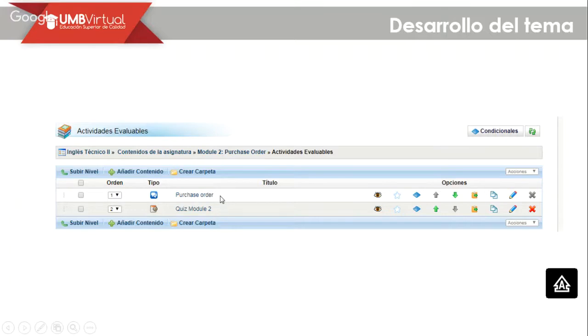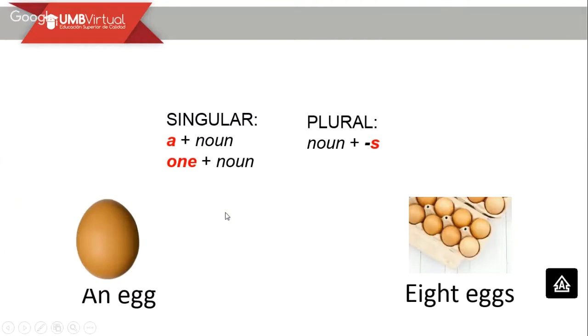Purchase order, which is the first activity, and the second one, the quiz module 2. Okay. Once you hear, I'm going to start explaining this topic. It's easier, it's not difficult. The idea is that you take into account that in Spanish, sometimes when we go to different places, we think that we found countable things, but in English it is a little bit different. Just be aware of the differences among those topics, and then if you have any question, let me know.